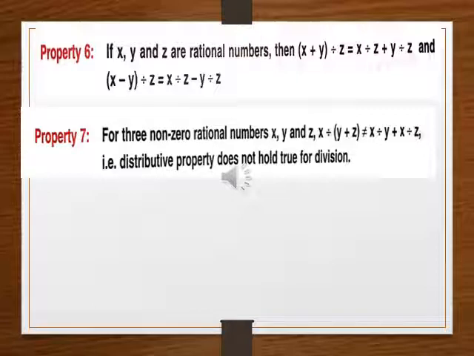So see property 6. If x, y, z are rational numbers, then x plus y divided by z is equal to x divided by z plus y divided by z, and x minus y divided by z equals x divided by z minus y divided by z. For three non-zero rational numbers x, y, z, x divided by, whole bracket, y plus z is not equal to x divided by y plus x divided by z. So the distributive property does not hold true for division.